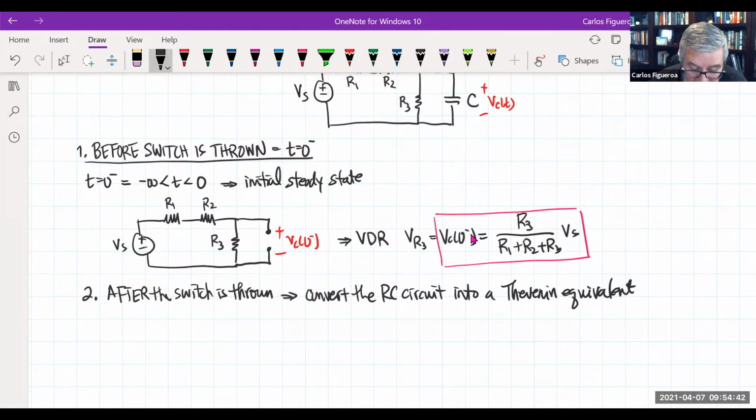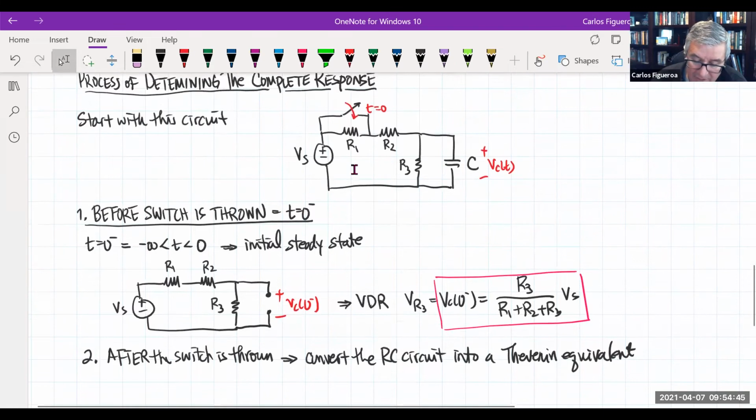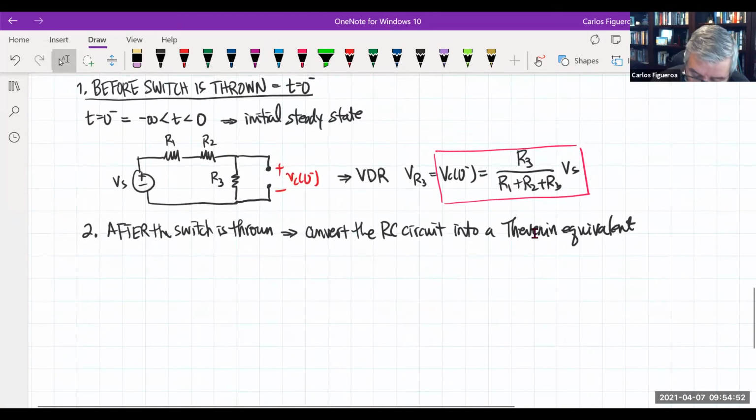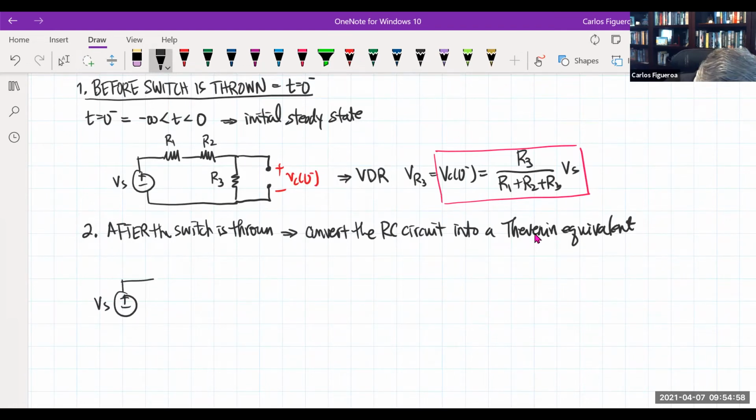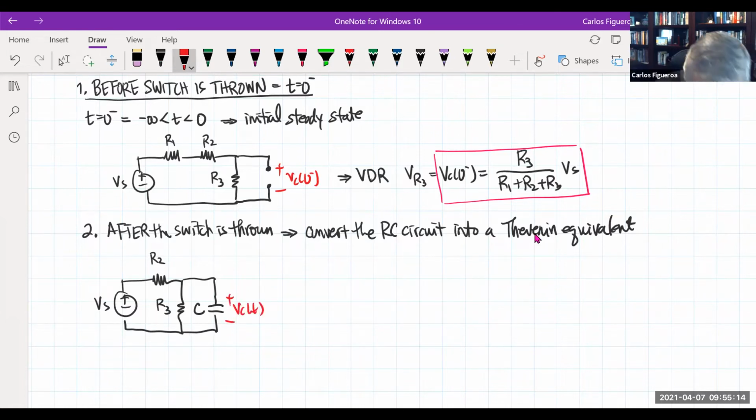Once the switch has been thrown, note that that kills off the resistor R1. So what I'm seeing is that my circuit looks like this. I have my voltage source, I have my resistor, and this is the cap right here. So of course I have R2, R3, C, and now I'm looking for this guy right here.